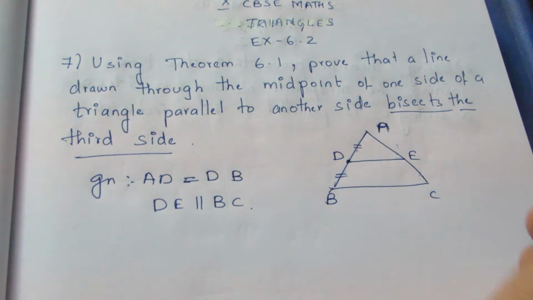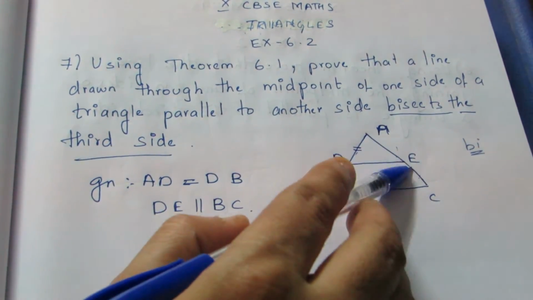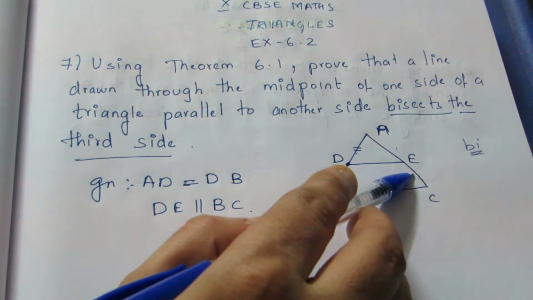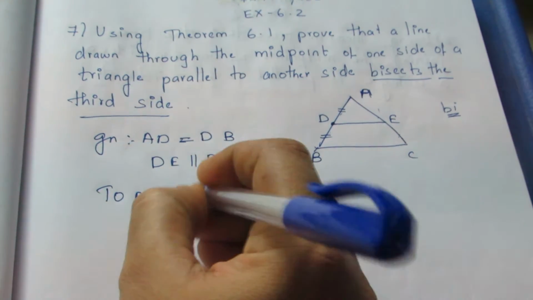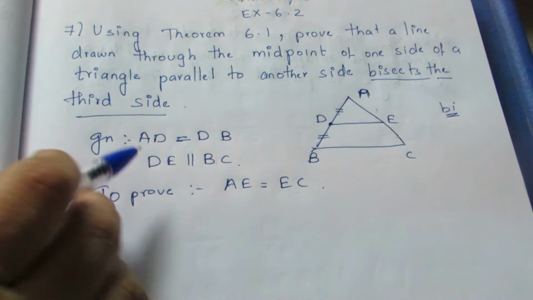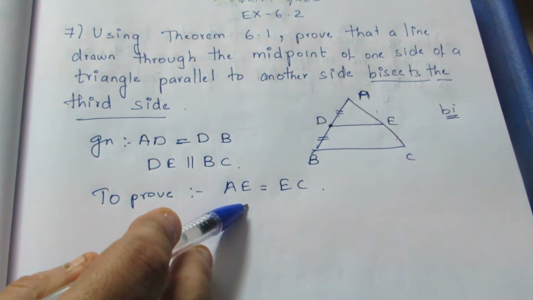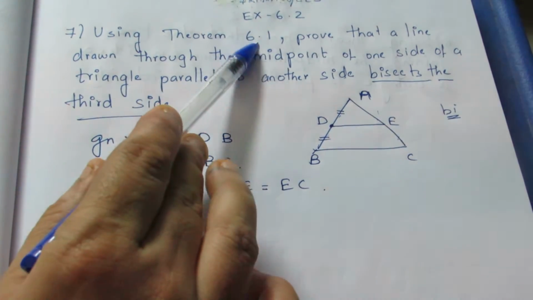Bisects means, bi means 2. It divides into two equal halves, that is, AE is equal to EC. Here to prove is AE is equal to EC. So given is this, and we need to prove AE is equal to EC. According to BPT, we are going to use it.